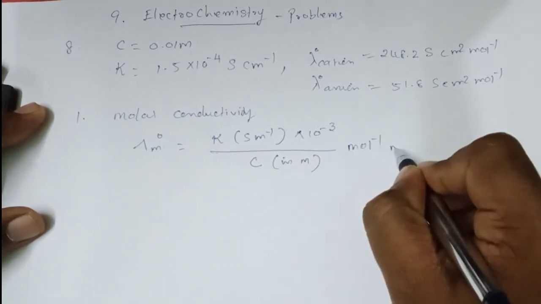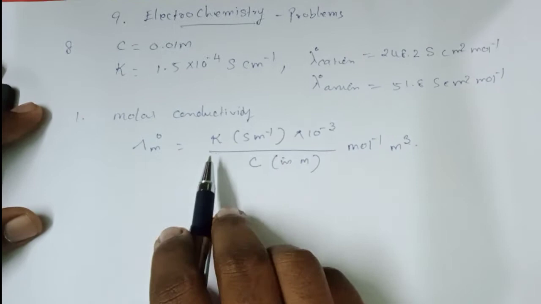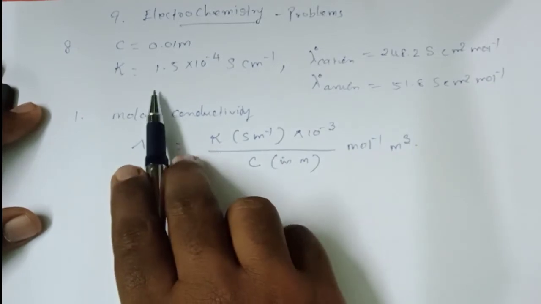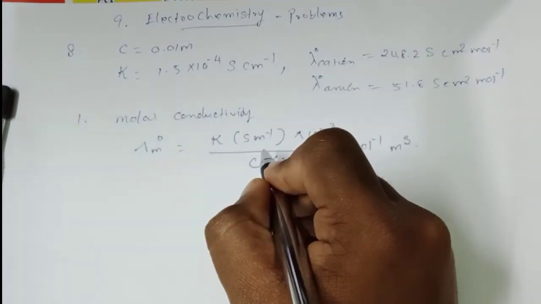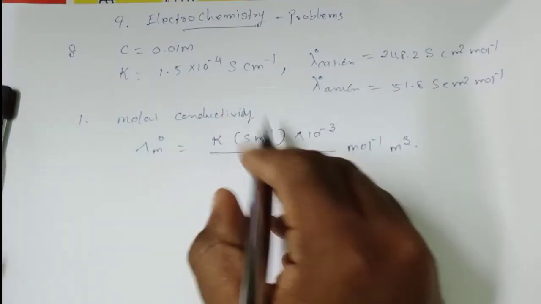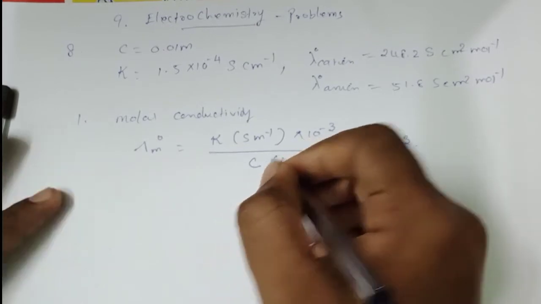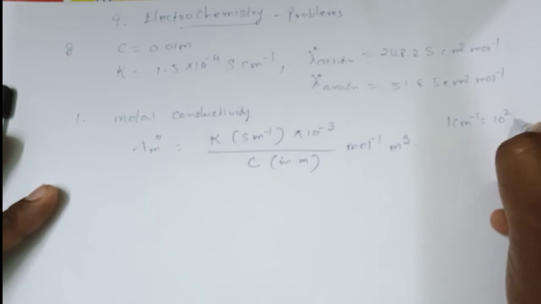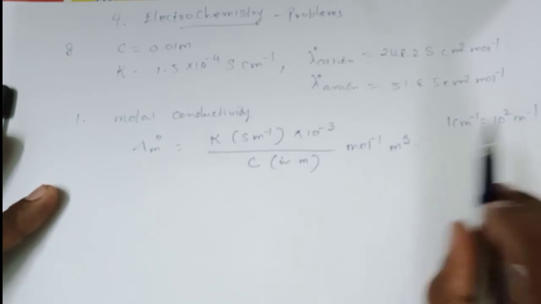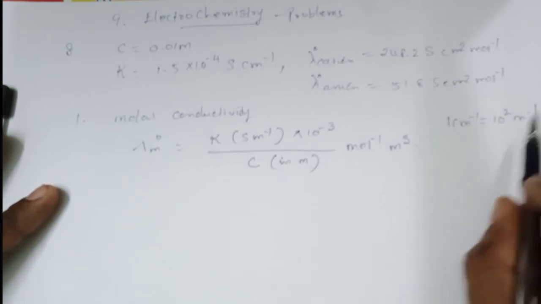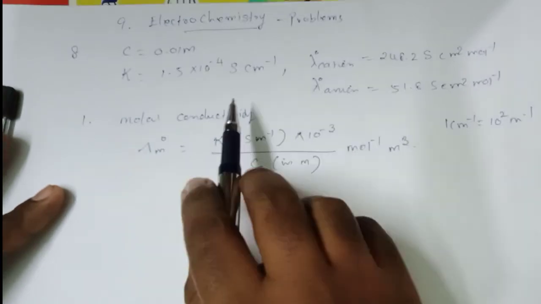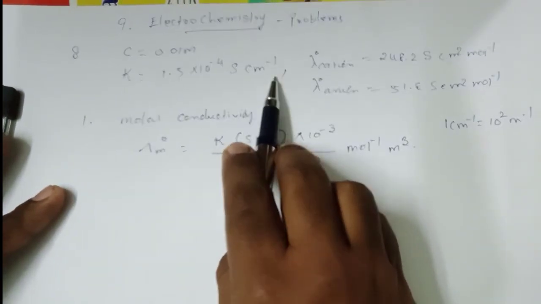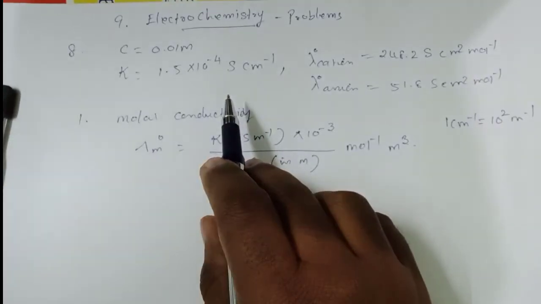Mole inverse meter cube. Now the conductivity is given as 1.5 into 10 power minus 4 Siemens centimeter inverse, but we need to convert the given centimeter inverse into meter inverse. Remember that 1 centimeter inverse is equal to 10 to the power of 2 meter inverse. Usually centimeter to meter is 10 power minus 2, so centimeter inverse to meter inverse is 10 power 2. So here, multiplying the given value by 10 power 2 converts it to meter inverse.